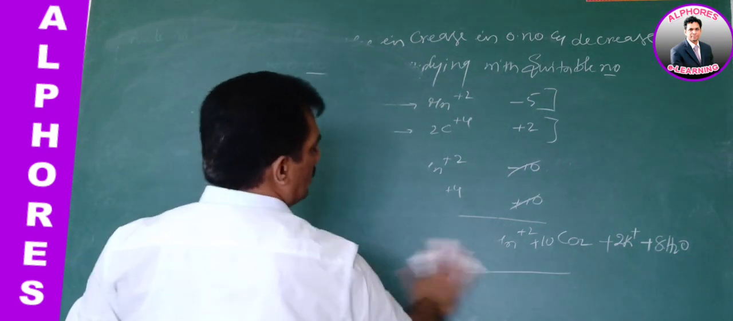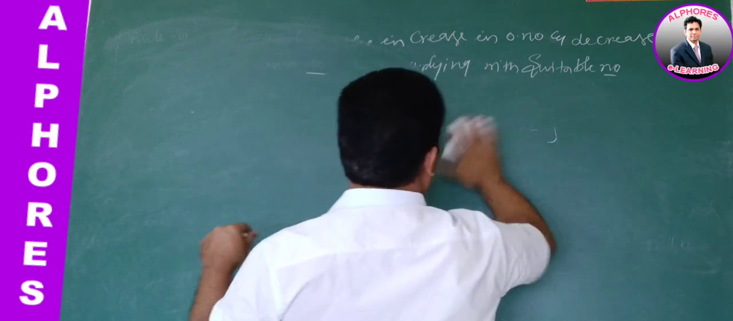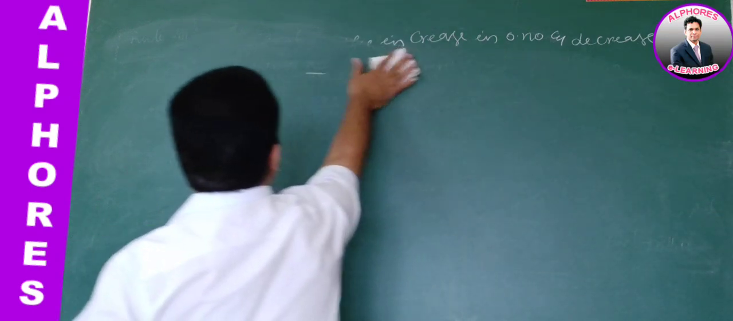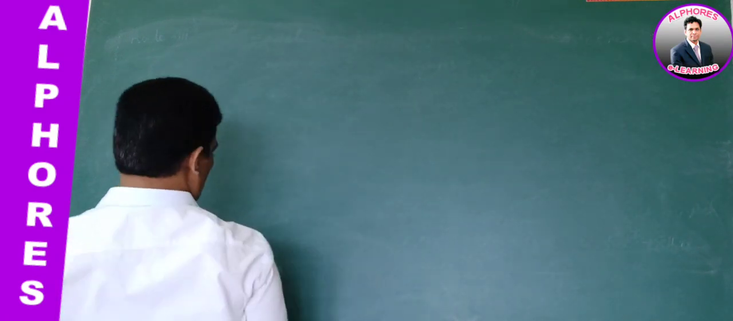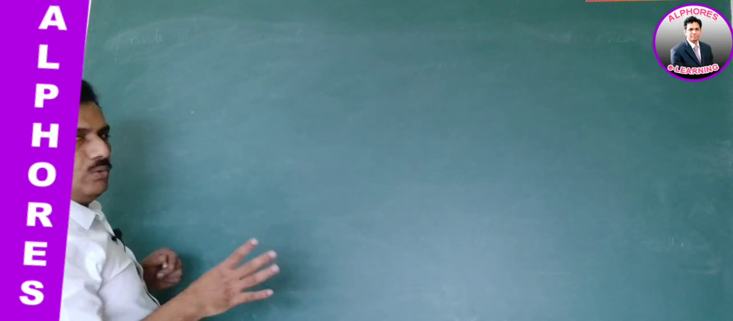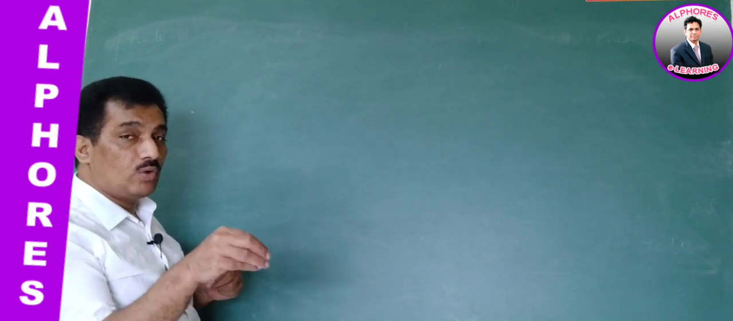In the next session I will solve those two by the oxidation number method, and thereafter we will enter into the other concept of stoichiometry. So these are the two examples I am going to provide for you to solve on your own.